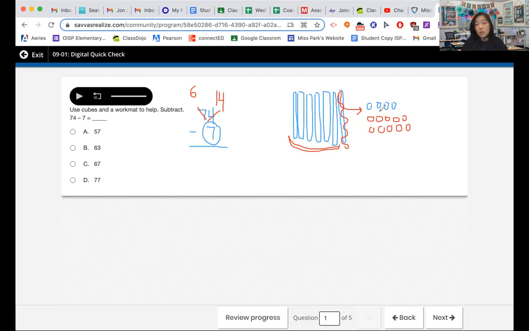Now that we have 14, 7 of them can go to a different party. Ready? Let's cross them out. 1, 2, 3, 4, 5, 6, 7. Okay, we just took away 7. Now we need to find out how many more we have. How many ones do we have left over? We have 4 blue and 3 red ones. So how many is that total?